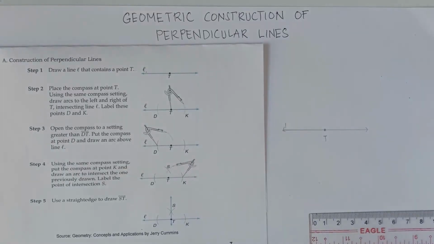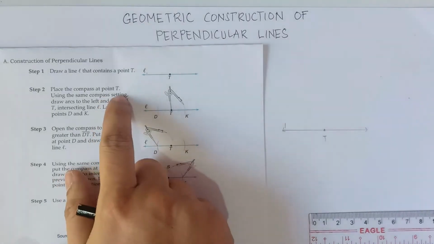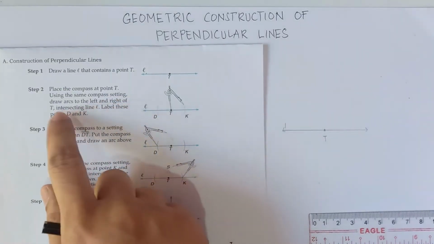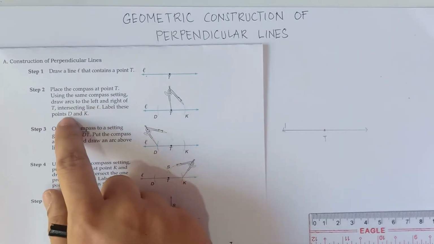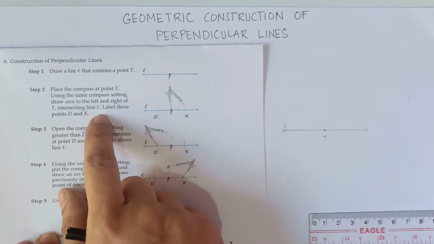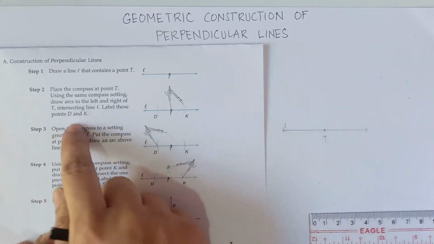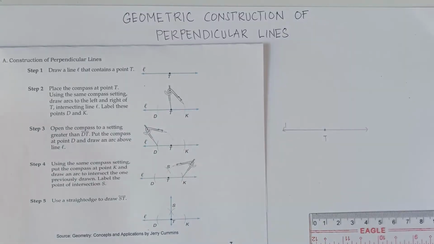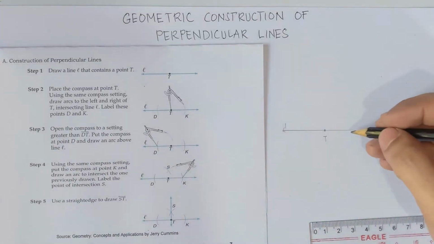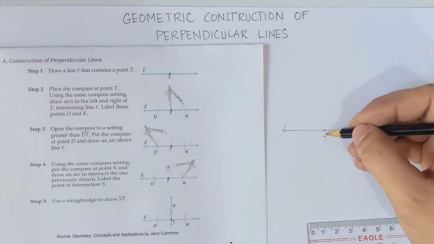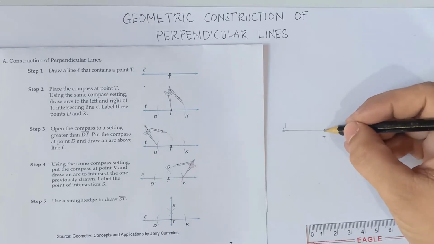Step 2: place the compass at point T. Using the same compass setting, draw arcs to the left and right of T, intersecting line L. Label these points D and K. Alright, let's have that. Because we need to draw an arc to the right and then to the left of T, this point T will be our guide.